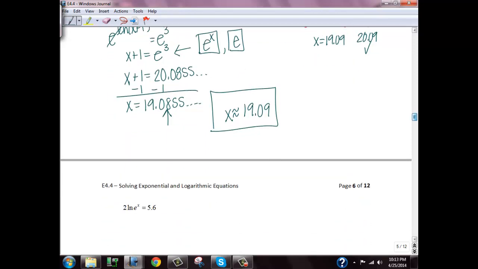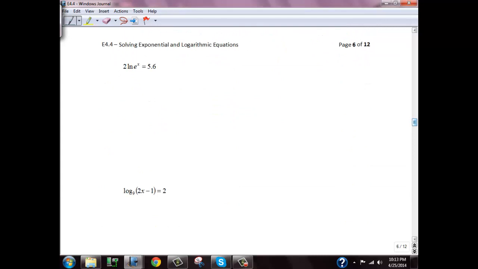Same idea. This one, we're still dealing with ln's. Notice ln and e are inverse functions. So anytime you have an e inside an ln, or an ln in the exponent of an e exponential base, those will cancel. So right away here, since I have ln of e, I can just cancel that out, which leaves me with 2 times x equals 5.6, and then all I have to do is divide off my 2. So I get x is equal to 2.8.